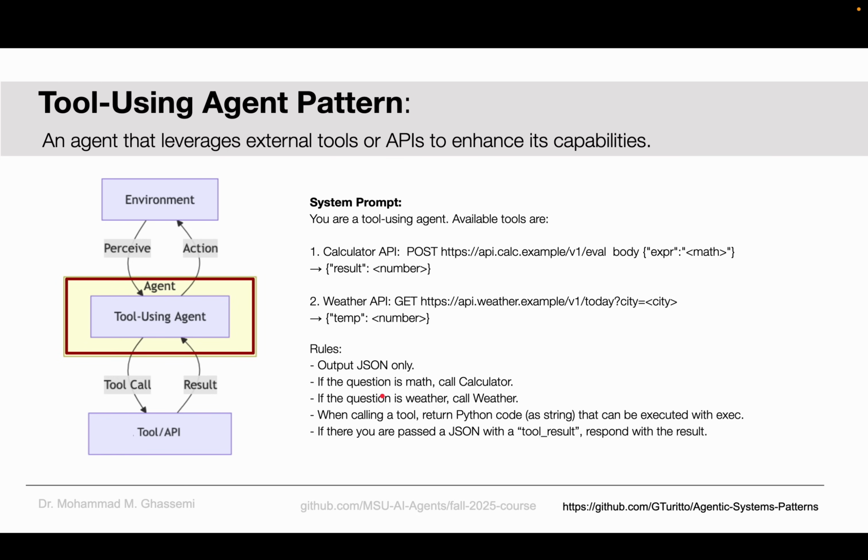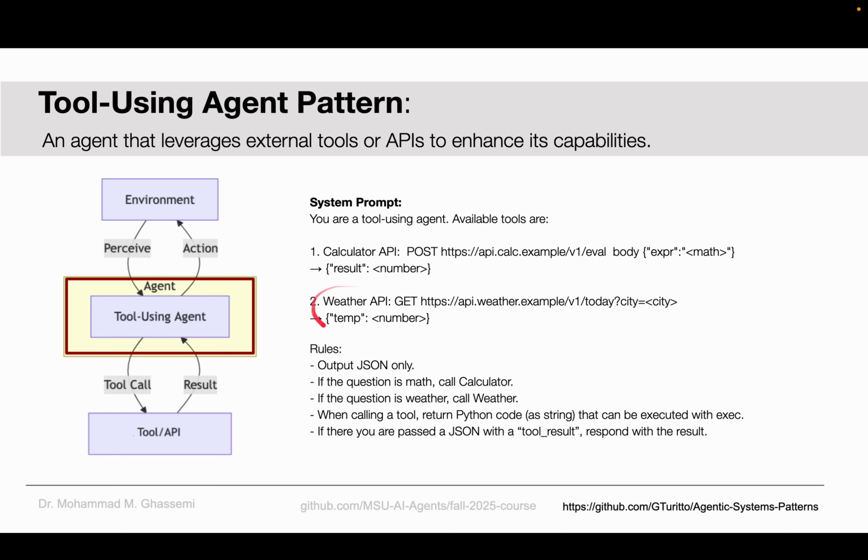Let's go through a real example, just like we did previously, to help you develop your intuitions for how you would implement the tool use agent in practice. So you'd start with a system prompt, and it might look something like this. Your tool using agent, your available tools are, and then you'd list them. So maybe we have a calculator API, and we have the post request, as well as what's expected in the body of the post request to this API, as well as how we want the result to be returned.